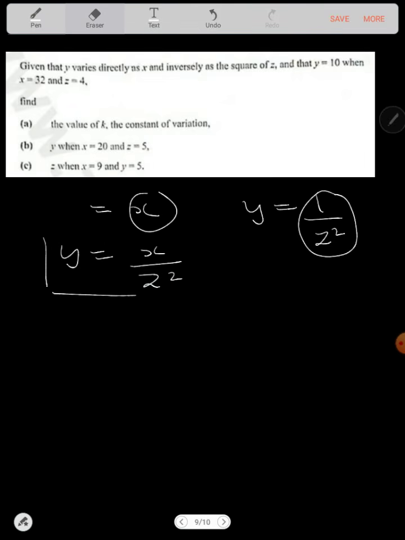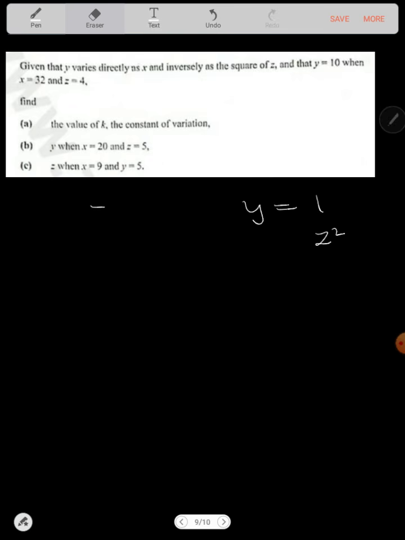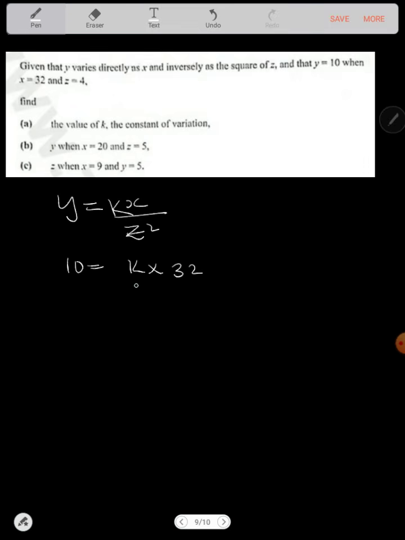So I can get rid of it so that I can write the correct formula. We have y is equal to x over z squared. Now where are we going to put k? k will be here in front, the constant of variation. We're finding the value of k when y is equal to 10, x is equal to 32 and z is equal to 4, so we're saying 4 squared. So this will be 10 is equal to k times 32 over 16.